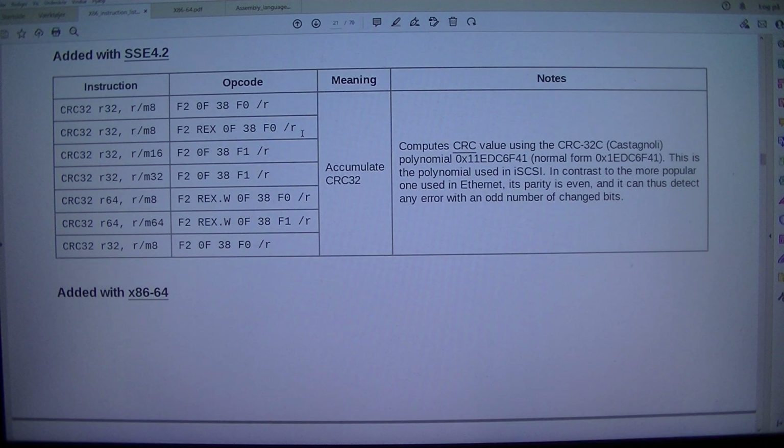Added with SSE4.2. Instruction, opcode, description: CRC32 r32, r/m8, F2 0F38 F0/r: accumulate CRC32 computes CRC value using the CRC32C Castagnoli polynomial 0x11EDC6F41, normal form 0x1EDC6F41. This is the polynomial used in iSCSI. In contrast to the more popular one used in Ethernet, its parity is even, and it can thus detect errors with an odd number of changed bits.